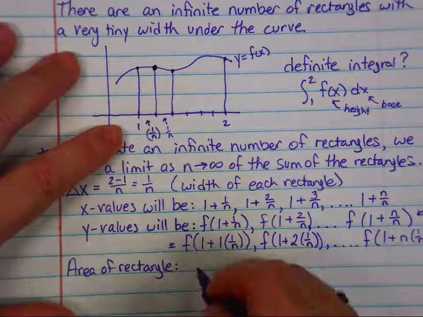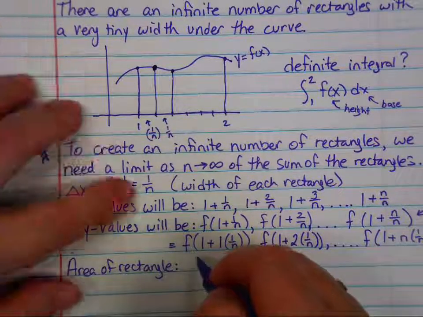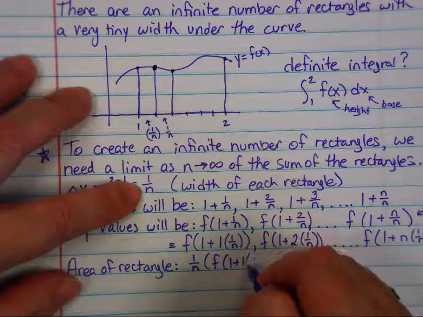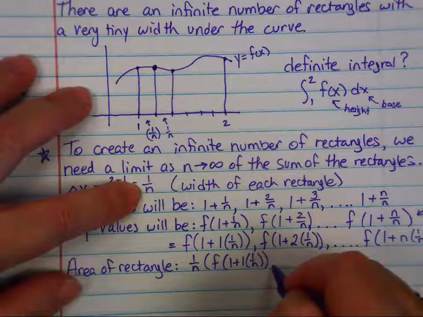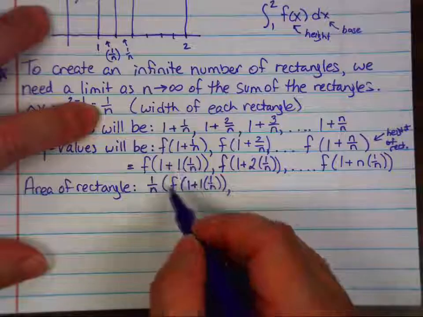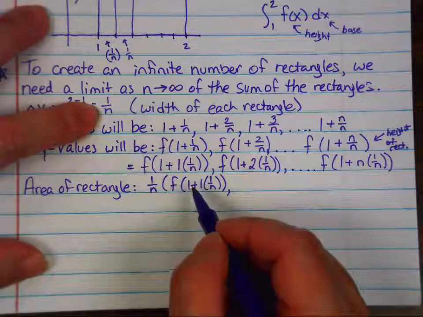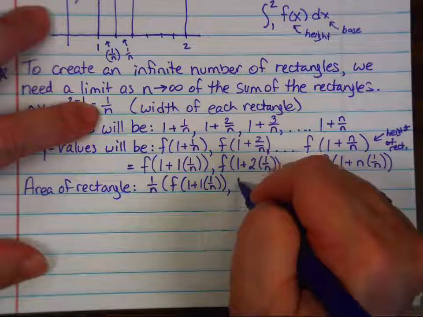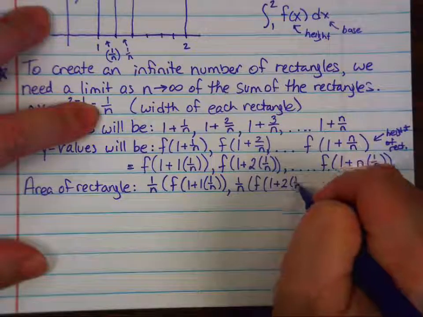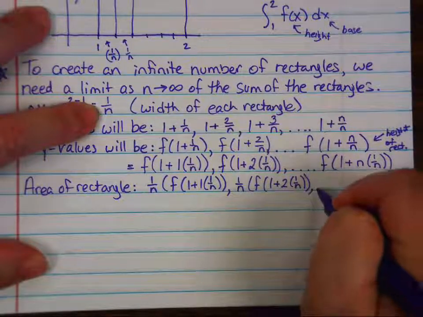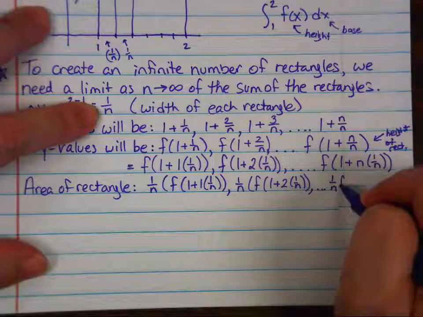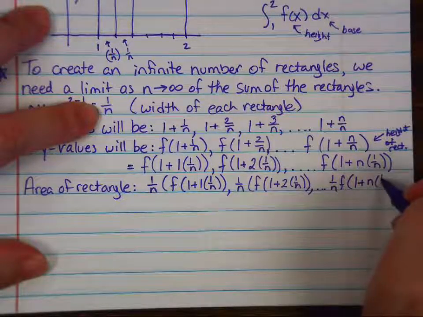So what we're going to do is we're going to write it this way. It's going to be the base, which is 1 over n times f of 1 plus 1 times 1 over n. What am I doing? I'm just taking this answer here, putting a 1 over n in front of it, because that's the base times the height. Do it again. 1 over n times f of 1 plus 2 times 1 over n, dot, dot, dot. I'm going to squeeze the last one in. 1 over n f of 1 plus n times 1 over n.